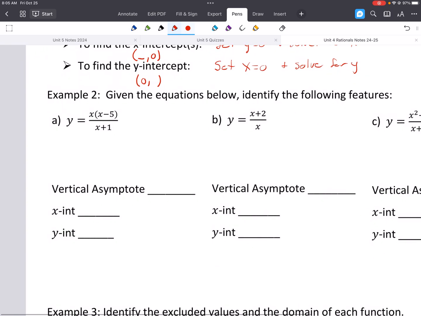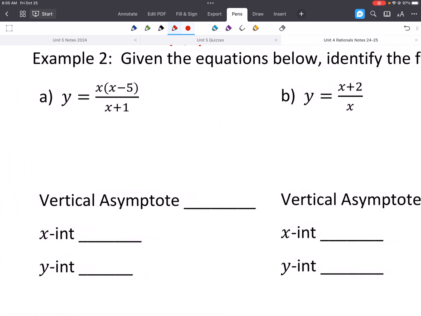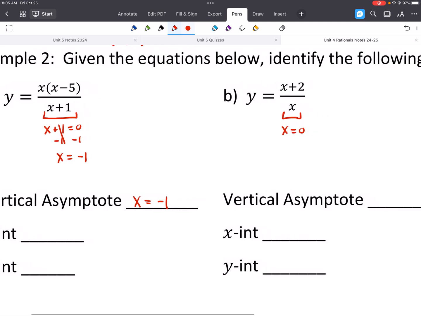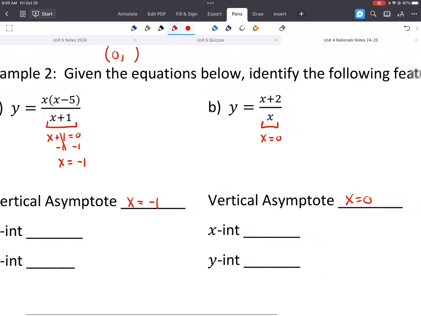So let's look at this really quick. Let's do the asymptotes first. The asymptotes are based off of the denominator. So what makes the bottom 0? If you wanted to, we could just set this equal to 0 and solve for x. So we get x equals -1. So that's our vertical asymptote. For this one, for B, x is by itself, so we set it equal to 0, and we're already done. So we could write that down: x equals 0.